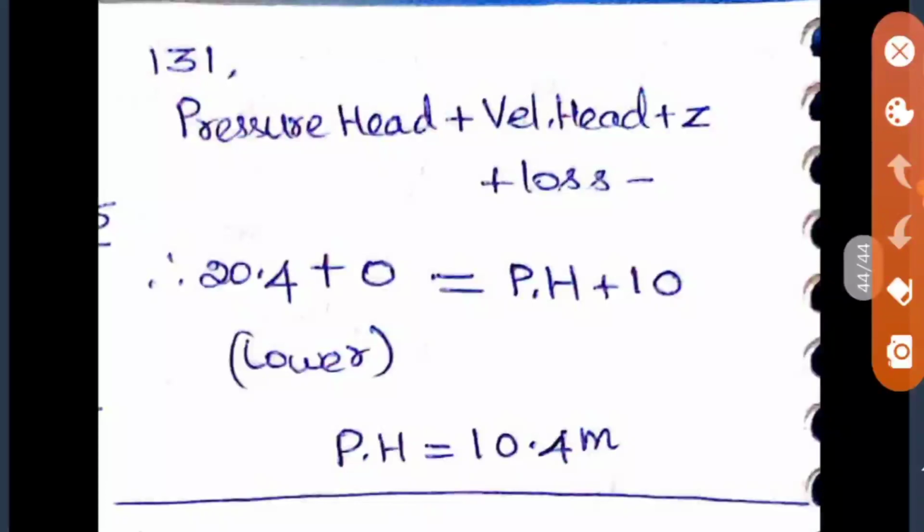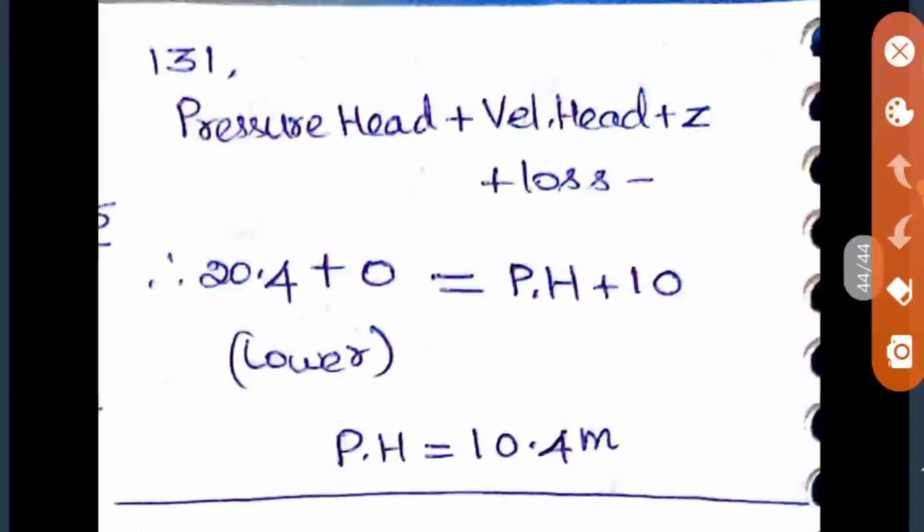So actually we should always take like this, that is the pressure head plus velocity head plus the datum head plus the loss. So we have to equate this on both the sides. That is, if in the lower you are taking pressure head plus velocity head plus datum head, then in the upper you should take losses in addition to it. So this has to be equalized. So that is the case.